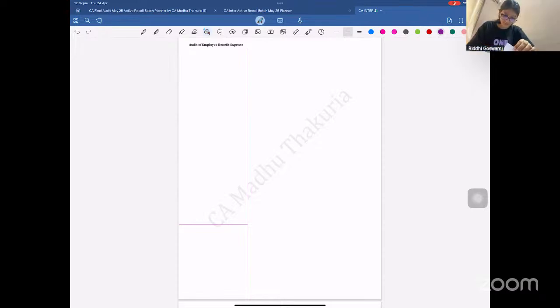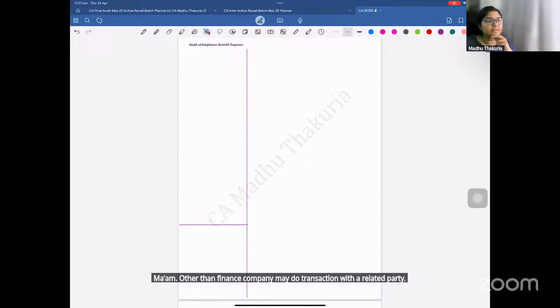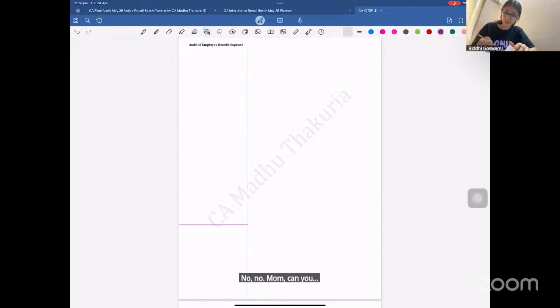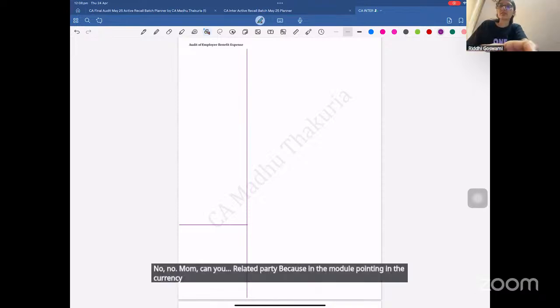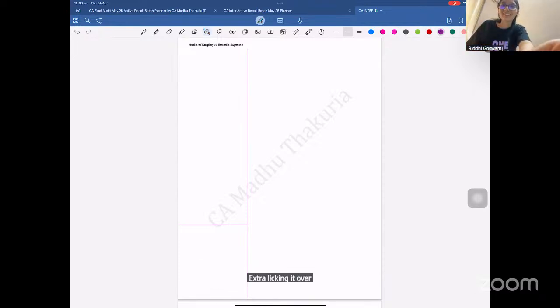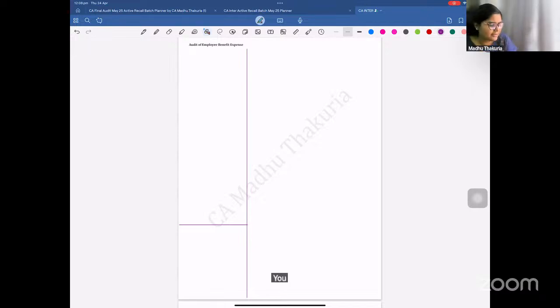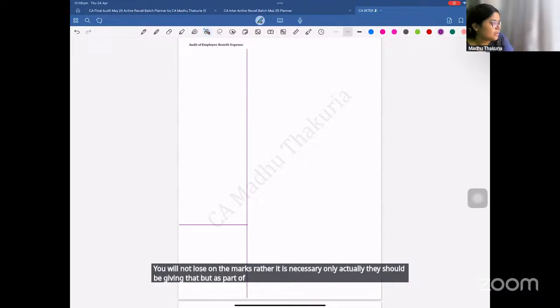Ma'am, in an other-than-finance company, what about the transaction with related party? Because in the module the point is not visible, that is why. That point was not there for the related party. You will not lose on the marks. Rather, it is necessary only. Actually, they should be giving that, but as part of sales it is not given.